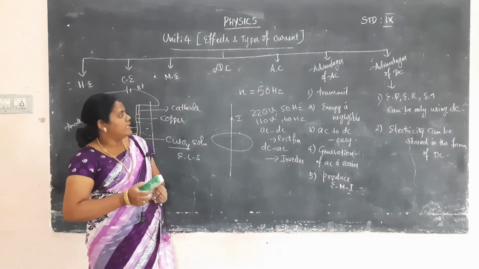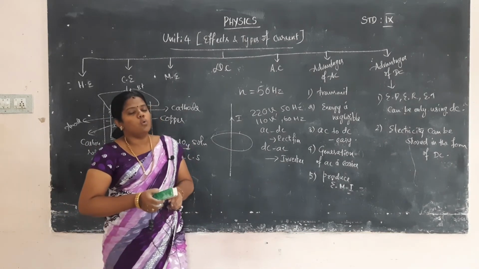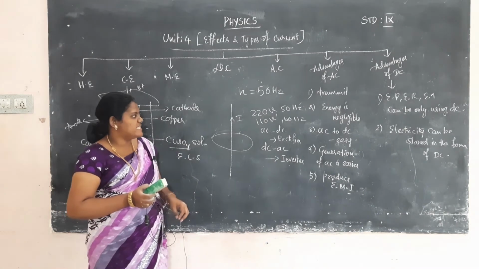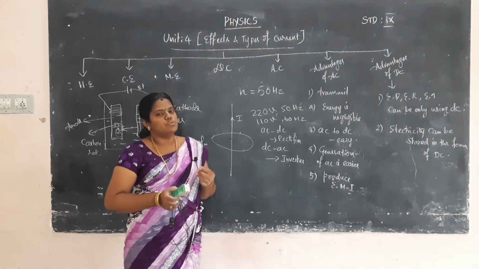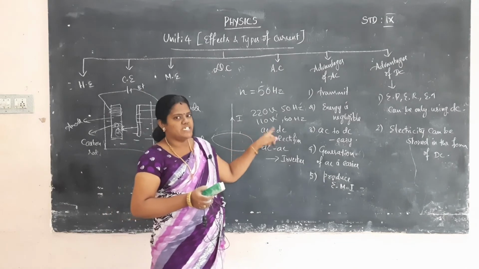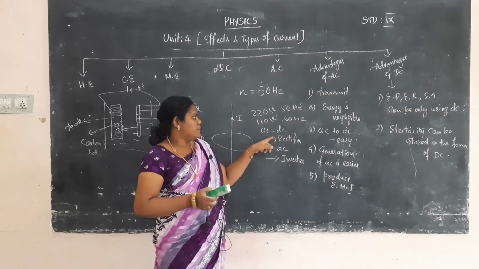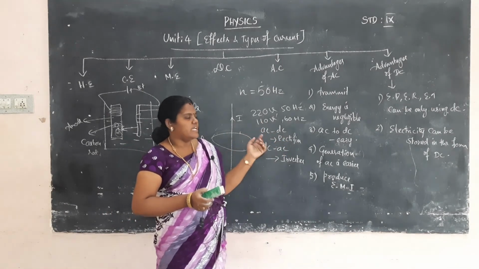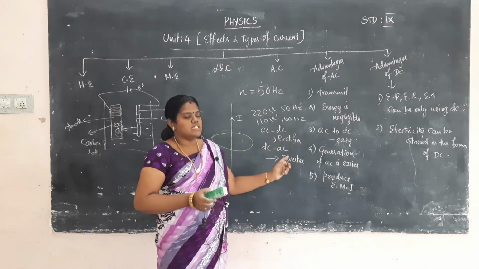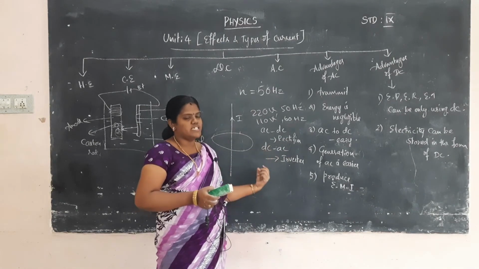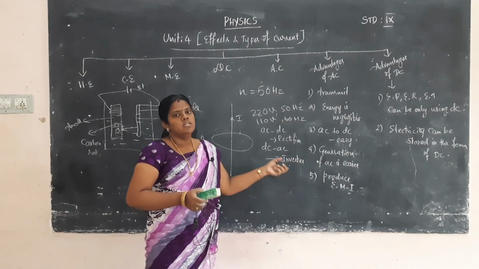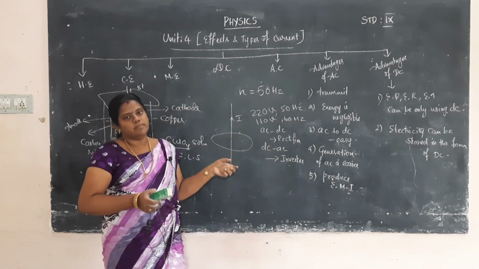Then another piece of information: how to convert AC current into DC. A rectifier is used to convert AC to DC. And to convert DC to AC, the instrument used is the inverter. What is the use of an inverter?